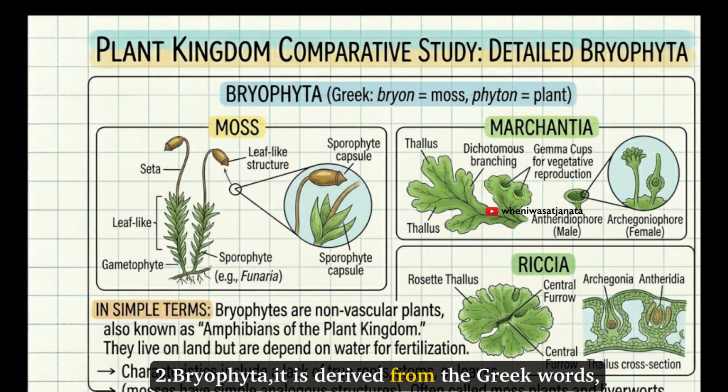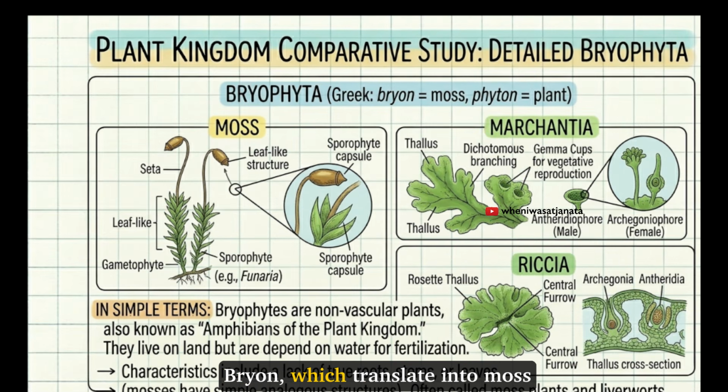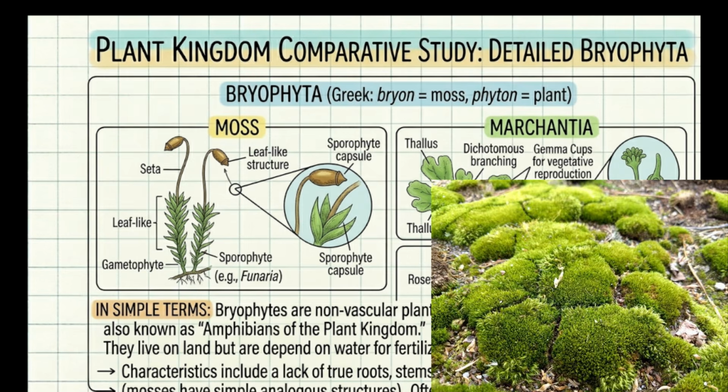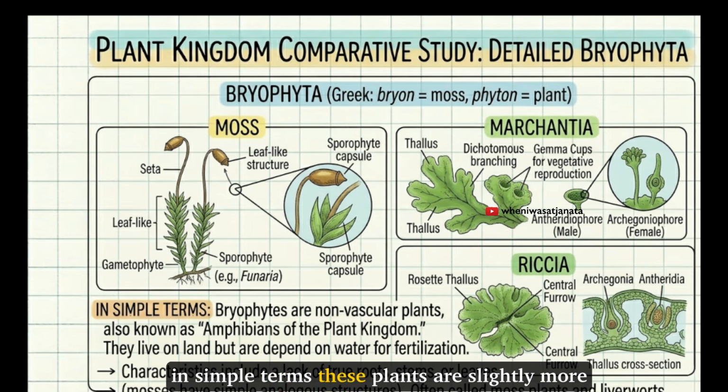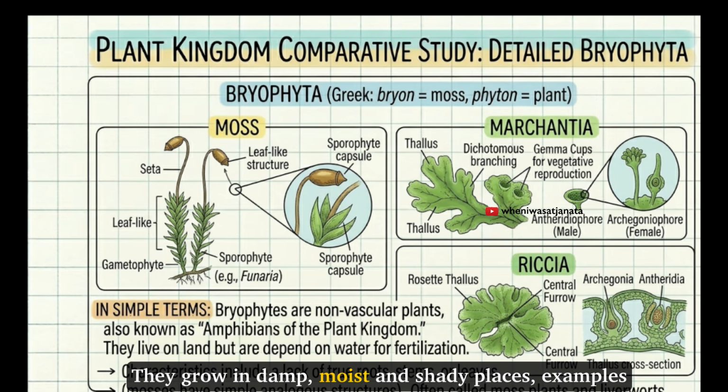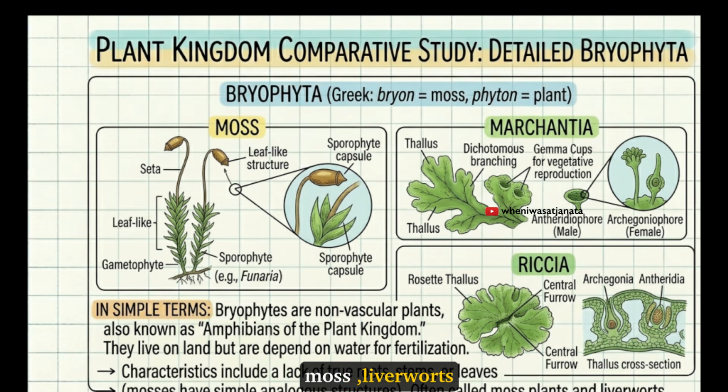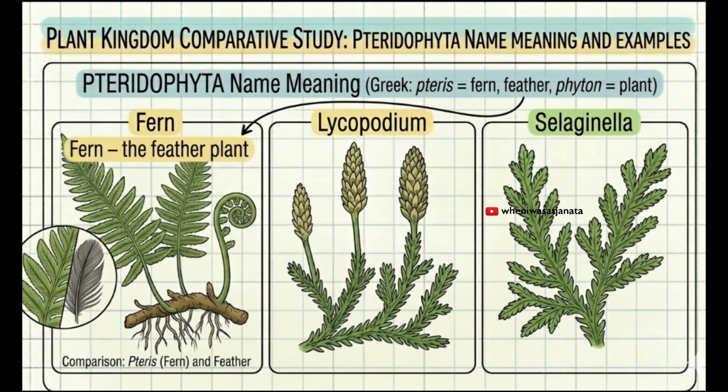Two. Bryophyta. It is derived from the Greek word bryon, which translates into moss, meaning moss plants. In simple terms, these plants are slightly more evolved and have moved onto land, but they strictly need water for fertilization. This is why they are also called the amphibians of the plant kingdom. They grow in damp, moist, and shady places. Examples: moss, liverworts.